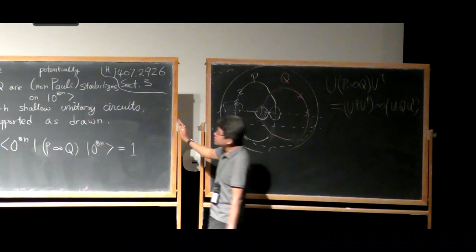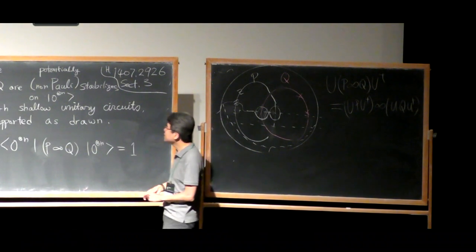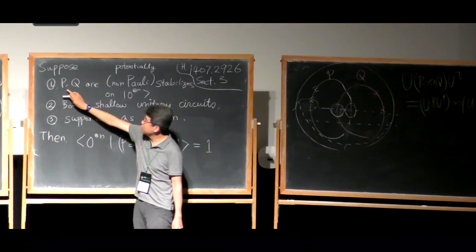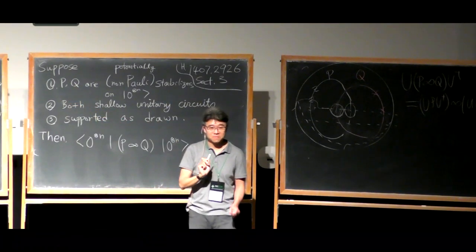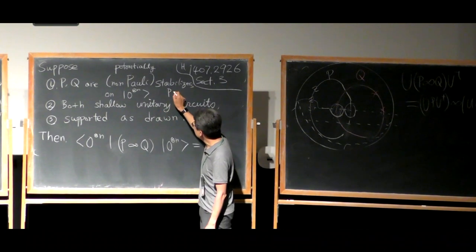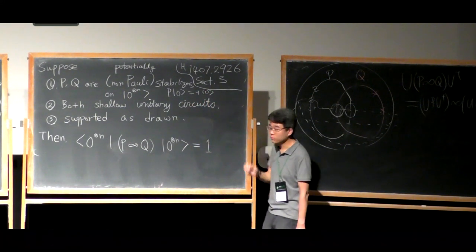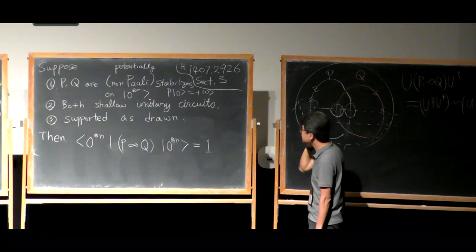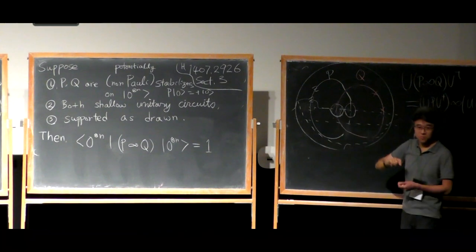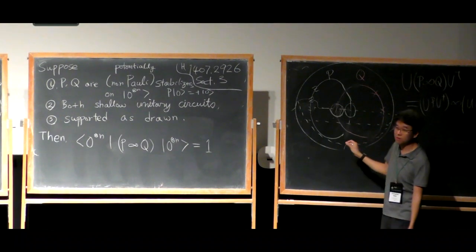And you really need this. So let me just explain the lemma. Suppose we are working with a product state, and there are two stabilizers, potentially non-Pauli. Stabilizer means that if you apply P, the state is just an eigenstate with eigenvalue 1. And they are supported on the annulus region I drew. So P is supported on this annulus, and Q is supported on the other annulus.